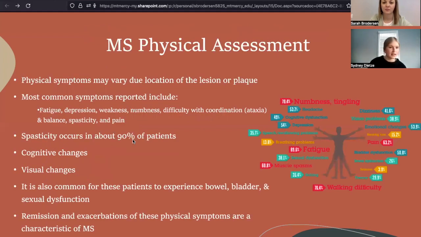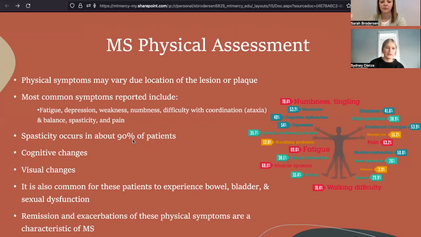MS physical assessment. So physical symptoms, again, just may vary due to the location of the lesion or the plaque. Most common symptoms reported include fatigue, depression, weakness, numbness, difficulty with coordination and balance, spasticity, and pain. Spasticity occurs in about 90% of patients, and it's most commonly occurring in the lower extremities, resulting from main motor pathway involvement in the spinal cord.